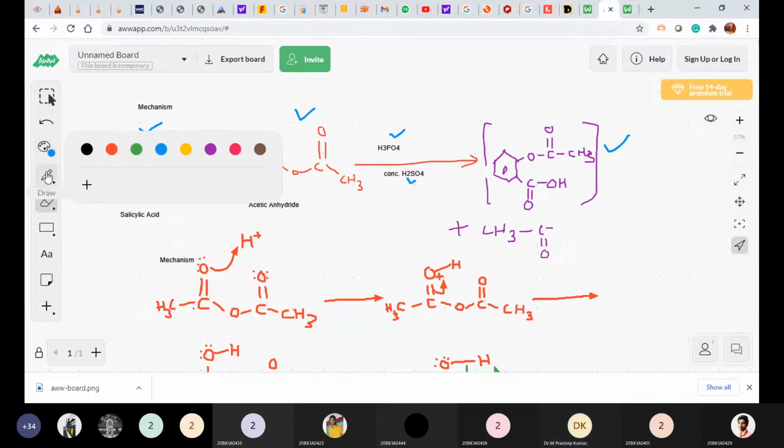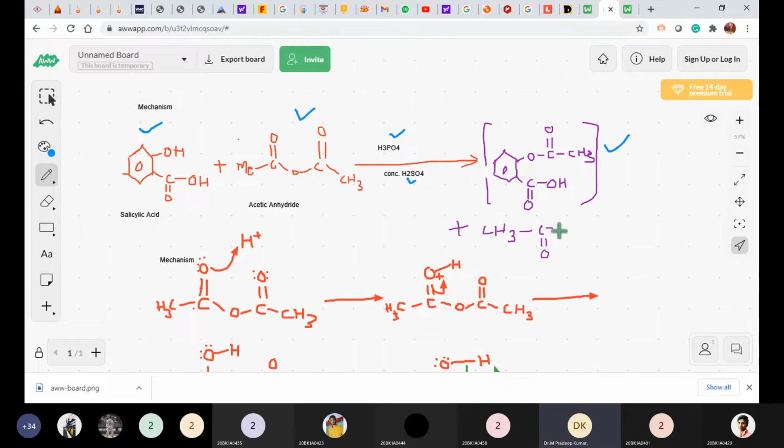Are you writing? Yes, sir, writing. This is acetic acid, and this is aspirin. Write this reaction fast, then we'll move on. This is aspirin, this is acetic acid.